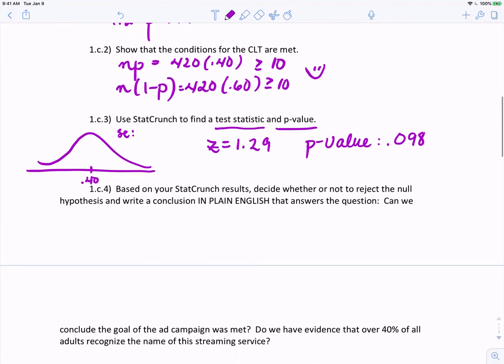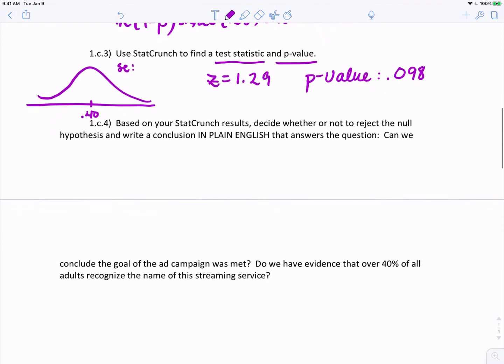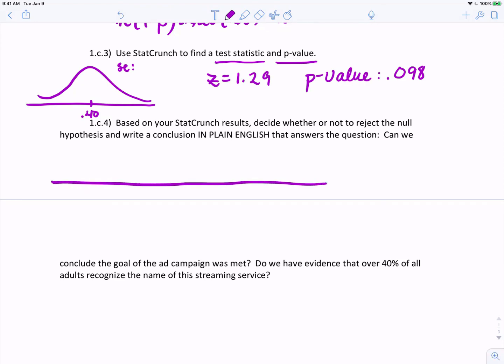Based on your StatCrunch results, decide whether or not to reject your null hypothesis, and then we'll write a conclusion in plain English. Can we conclude that the goal of the ad campaign was met? In other words, do we have evidence that over 40% of all adults recognize the name of the streaming service? Okay, so this is from the notes.